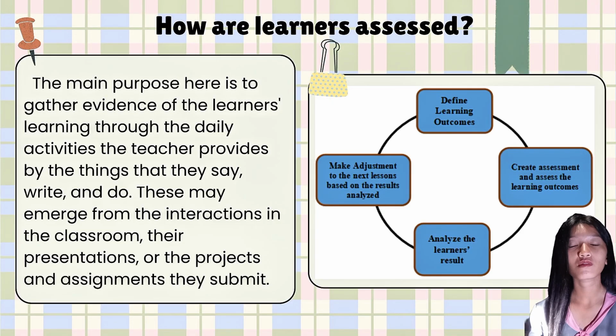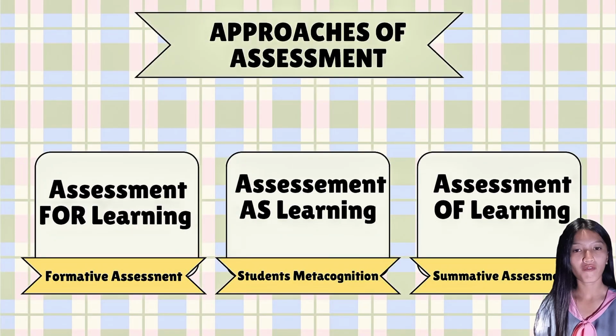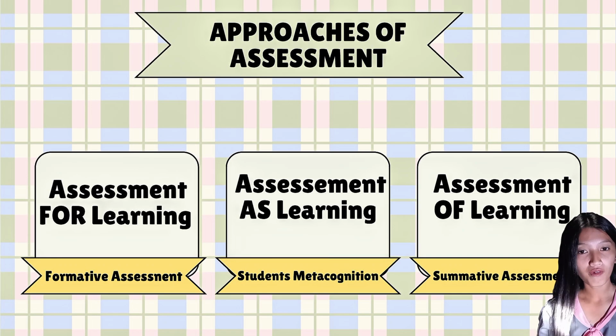First, we must know our learning outcomes or define our learning objectives. Then, create the assessment and assess the learning outcomes. And then analyze the learners' results. And then lastly, make adjustments to the next lessons based on the results analyzed. So that is the cycle that we could use in order to assess our learners. Let's know the approaches of assessment. I have three approaches of assessment: assessment for learning, assessment as learning, and assessment of learning.